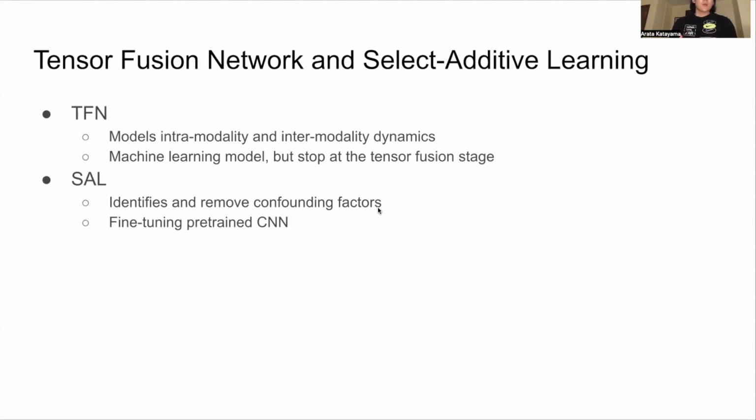So Tensor Fusion Network, or TFN, models not only the intra-modality but also the inter-modality dynamics, which is the relationship between different data modalities. And furthermore, Select Additive Learning identifies and removes confounding factors. Confounding factors can be described as a combination of data that coincidentally misleads machine learning models into learning something that they should not. And by not removing these confounding factors, MSA models can give misleading predictions.